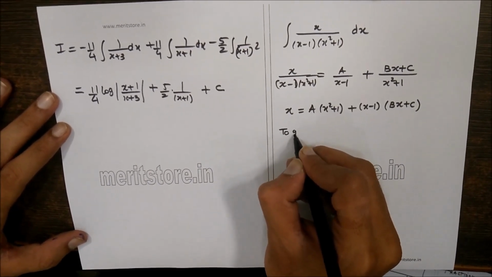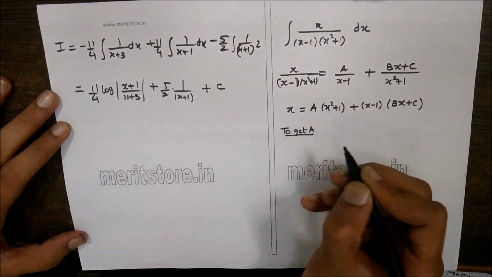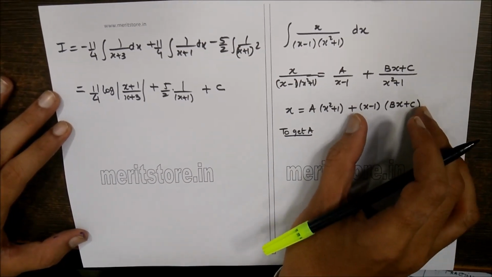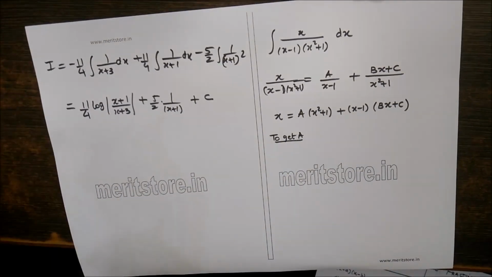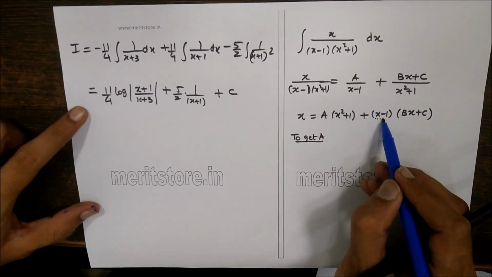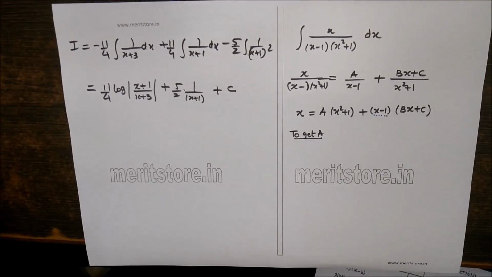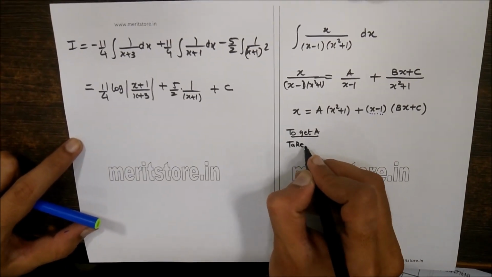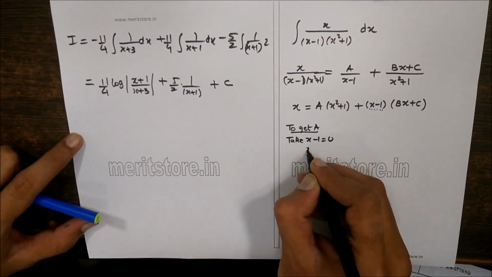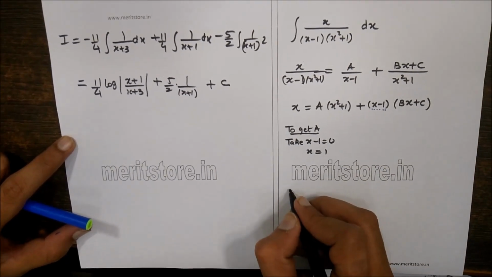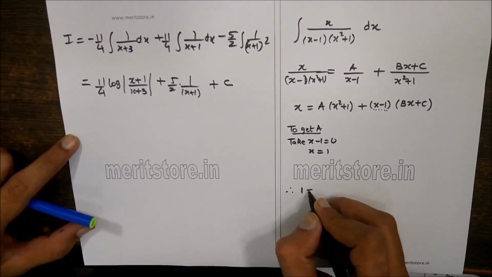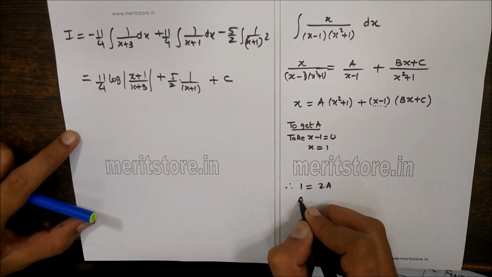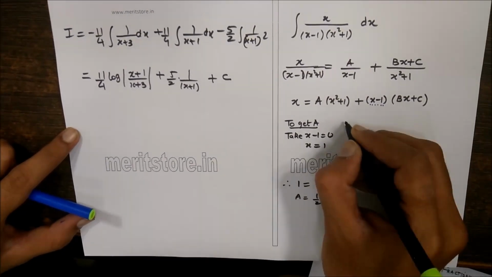First we'll get a. To get a, what we do is this term we try to make it 0, and I'll be taking this x minus 1 equal to 0. Taking x minus 1 equal to 0, I get x equal to 1, and we get the answer as 1 is equal to 2a, and the answer of a is half.